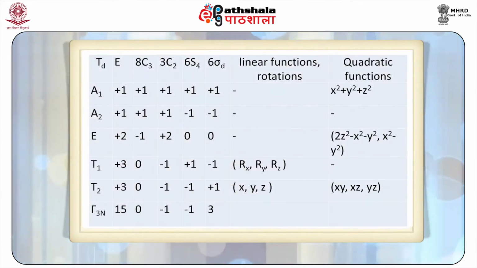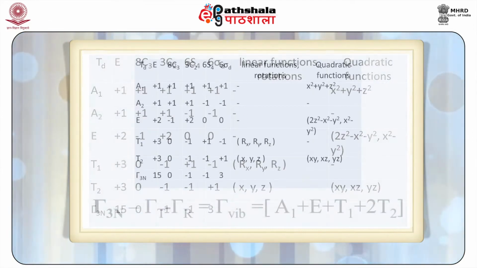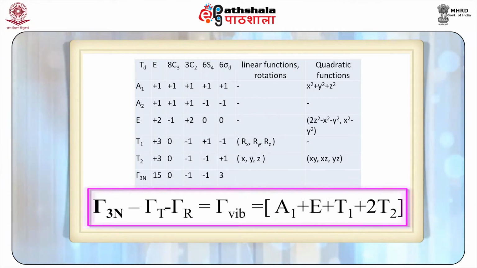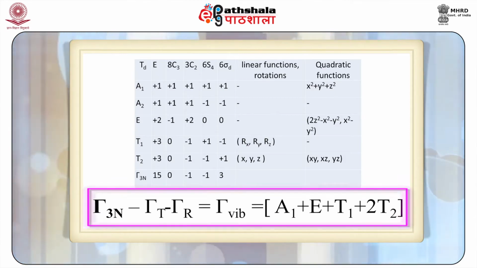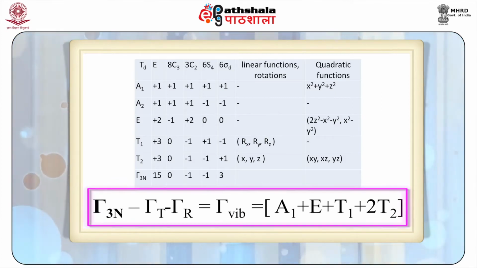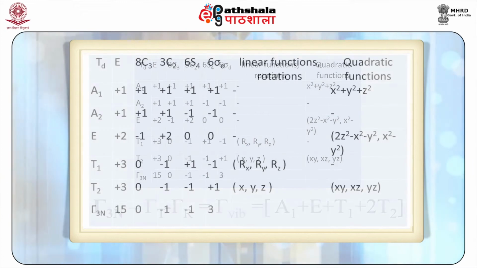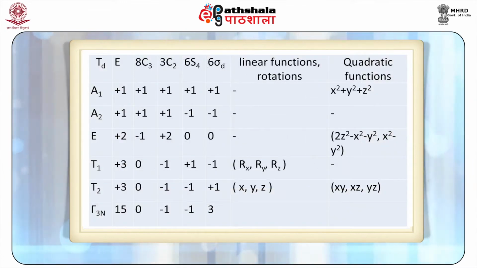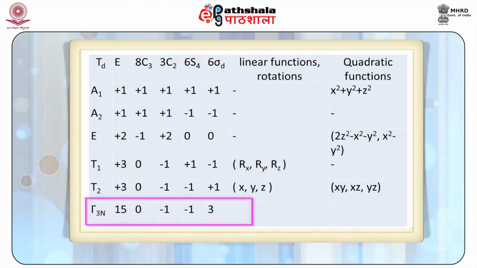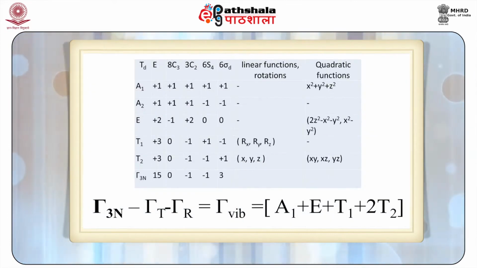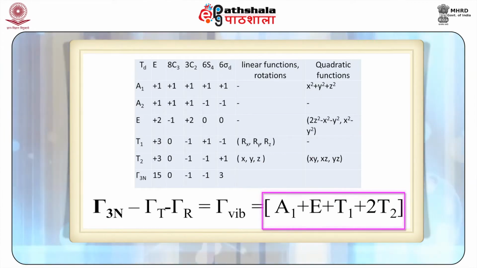Using 3n vectors as the basis, using the character table of the Td point group, we get Γvib = Γ3n minus Γt minus Γr, which is equal to A1 plus E plus T1 plus 2 T2. And this Γ3n, which is obtained as we have discussed earlier, is 15, 0, minus 1, 3, and even on reduction we can get the result as A1 plus E plus T1 plus 2T2.